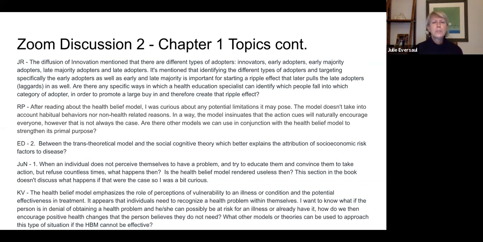Okay. When an individual does not perceive themselves to have a problem, and by the way, I'm reading these because I don't remember what they are. When an individual does not perceive themselves to have a problem, there's a lot of those out there, and you try to educate them and convince them to take action. Okay. I'm just going to tell you right there, that's where it stops. You do not convince. You don't. We are not used car salesmen. Do you guys get that? We don't convince.